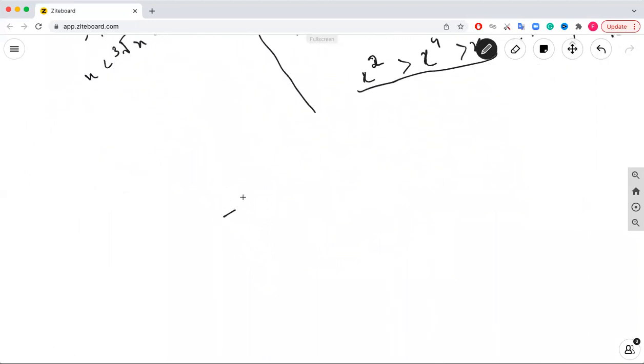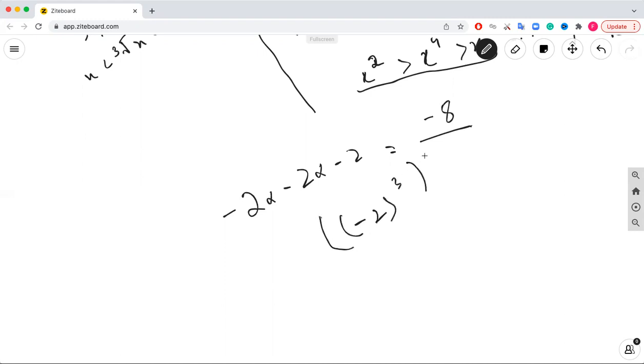Listen. First, tell me one thing. What is the answer of this? -8. And this is actually the cube root. You are just doing this thing, cube 1/3. The power is cutting down and you are getting -2.